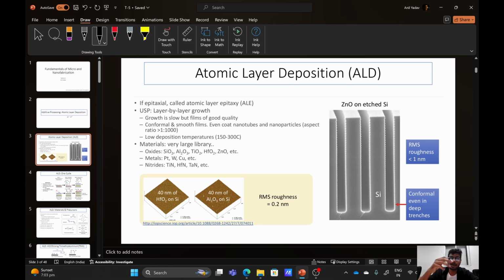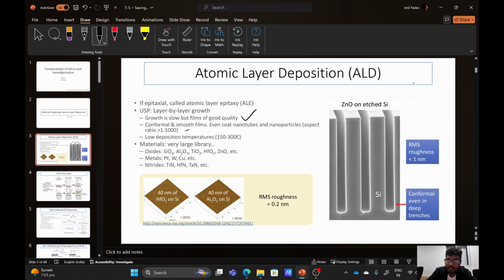First, the layer by layer growth is some kind of atomic layer. Atom by atom growth is happening over there. The growth is slow, but the film quality is very good in this case.